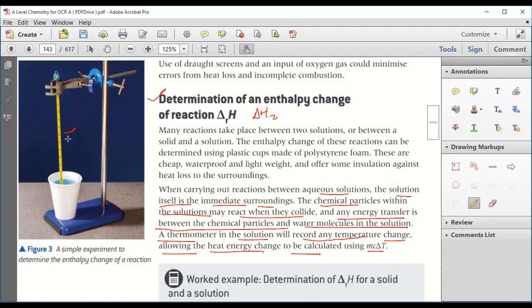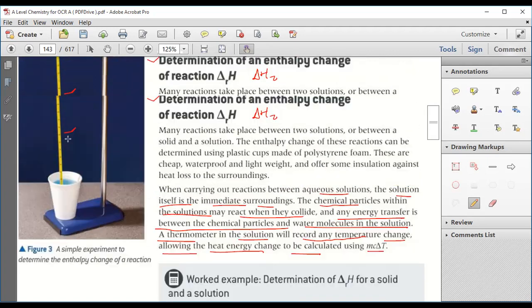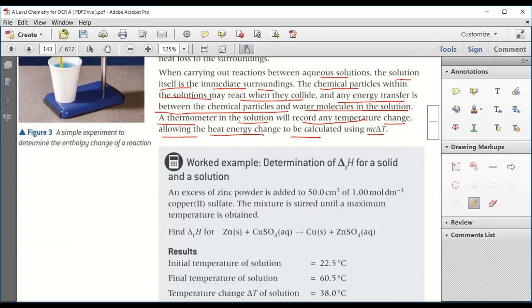The thermometer will record the temperature, and whatever the temperature change is, multiplied by the mass and the specific heat, you will get your answer. Okay, now we will see an example. Worked example: determination of delta HR, the delta H of reaction, for a solid and a solution. Suppose an excess of zinc powder is added to 50 cm³ of 1 mol/dm³ copper sulfate. This 1 mol/dm³ is the molarity given for the copper sulfate.